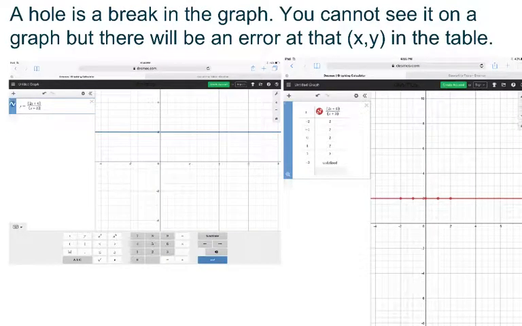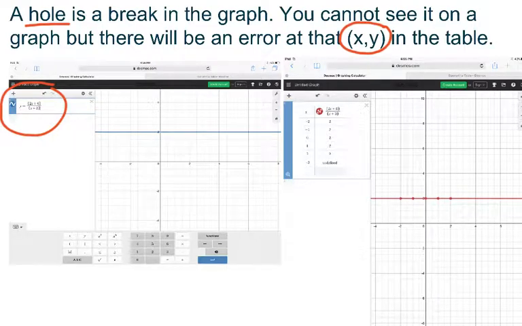Okay. So what I've done is I've tried to use Desmos, so some of you have access to it, some of you do not, so I just put pictures on here in case you don't. So first thing we're going to talk about is a hole. A hole is a break in the graph. You cannot see it on a graph, but there will be an error at that x, y coordinate point in the table.